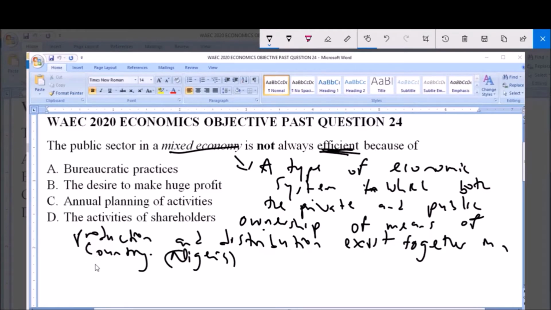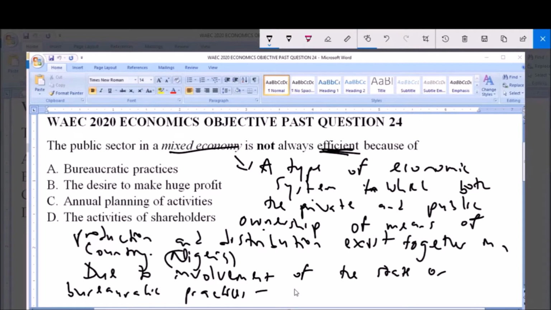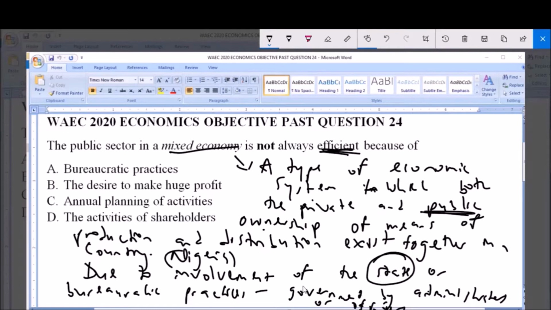Now, the efficiency is not usually present, or it hardly occurs, due to the involvement of the state or bureaucratic practices. Now, bureaucratic practices or bureaucracy just refers to government by administrators or officers. So there are some behaviors of the state or involvement of the public or of the government, which are more or less bureaucratic in nature.